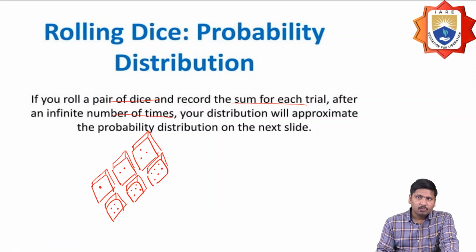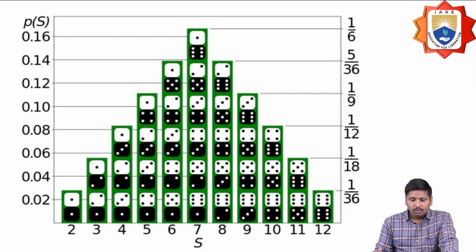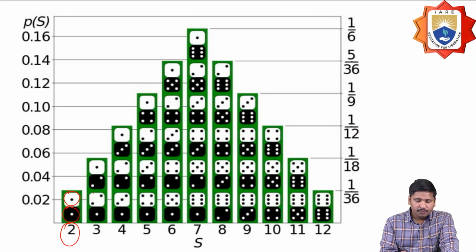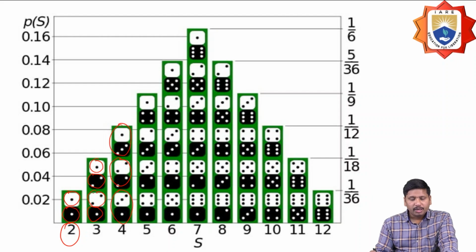If I roll a pair of dice, what is the probability of the sum here? See here, the probability of getting 2: one dice is 1 and the other dice is 1. Similarly, the probability of getting 3: one dice is 1 and the other is 2, or one dice is 2 and the other is 1. Similarly, obtaining 4: 1 and 3, 3 and 1, or 2 and 2. Obtaining 5: 4 1, 3 2, 2 3, and 1 4. Based on this, we calculate the probabilities of rolling the dice here.